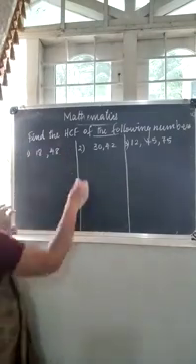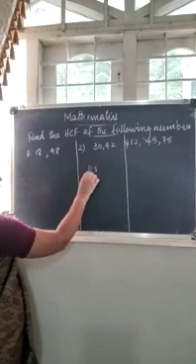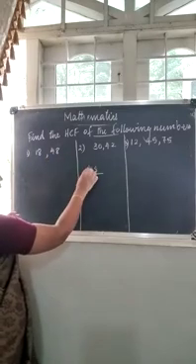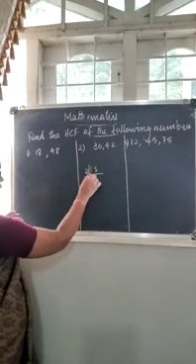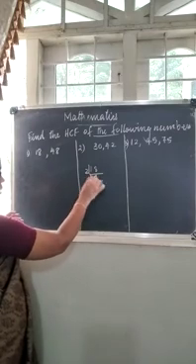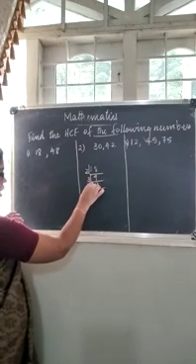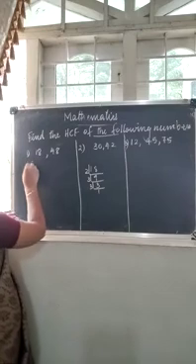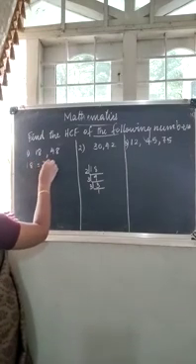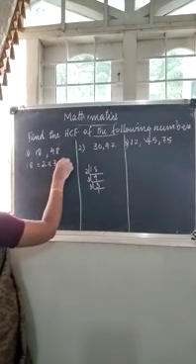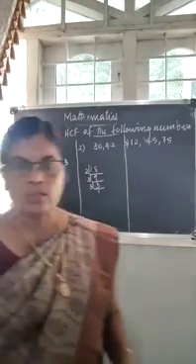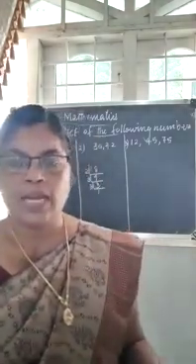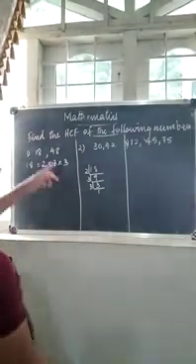For that we have to do the prime factorization of 18. 18 we can divide by 2, 9 2s are 18. Again 9 can be divided by 3, 3 3s are 9, 1. So 18 is equal to 2 into 3 into 3. 18 can be written like this. Next number is, what is the next number?